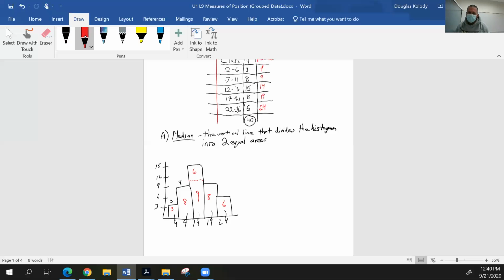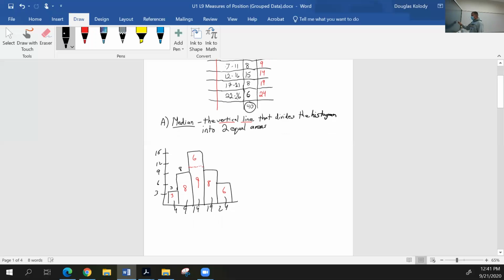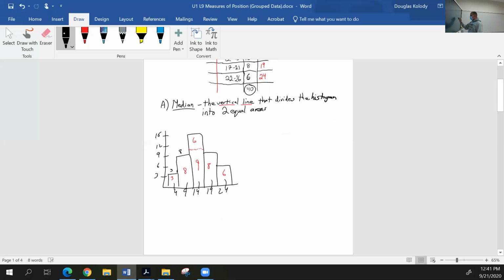Oh, wait. Look at the definition. The median is the vertical line that separates the histogram into two equal areas. So guess what we have to do, everybody? We have to draw this same histogram all over again.